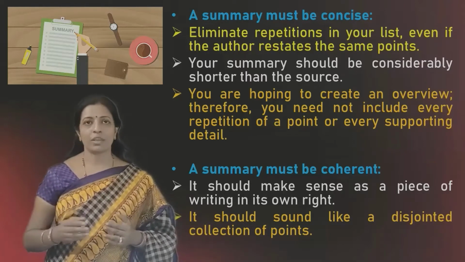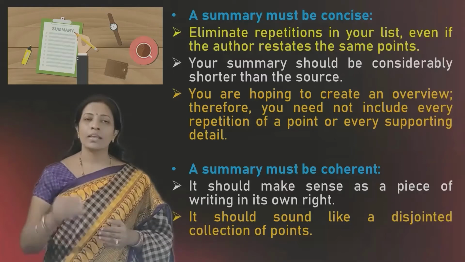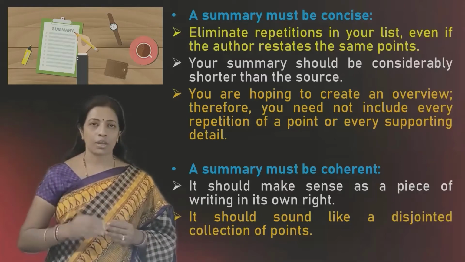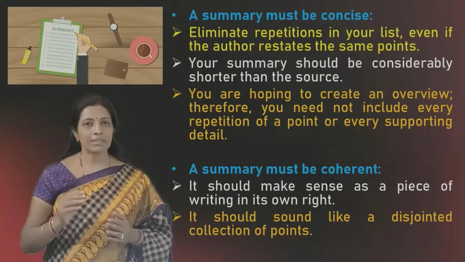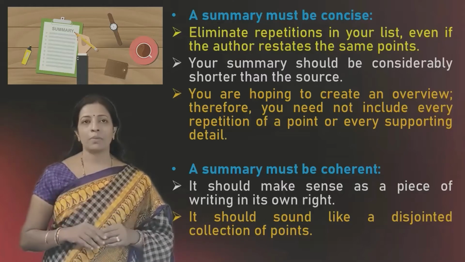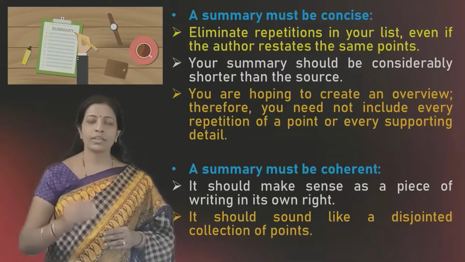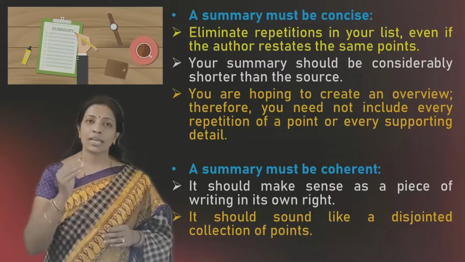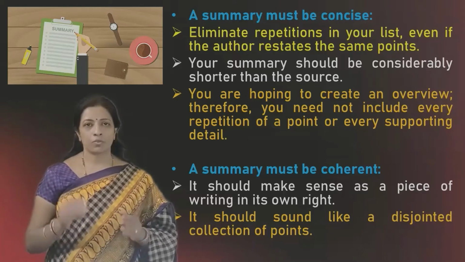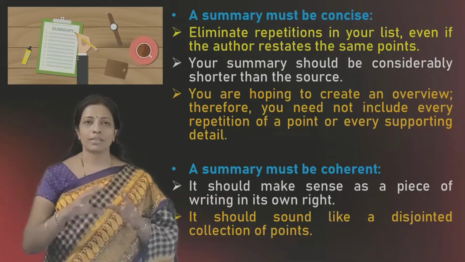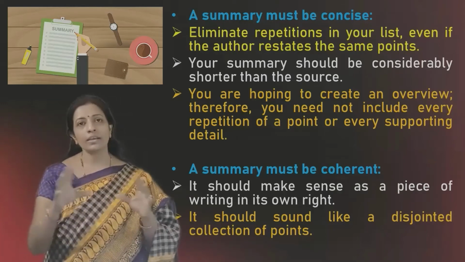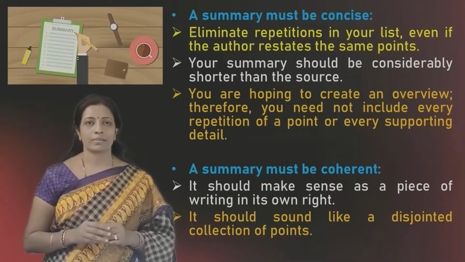Now, when we say coherent, what we mean is that we should be able to understand what the original text is all about. So, it should make some sense. Now, when you write, it should be an independent piece of writing. It should be shorter than the original text and it should convey the same meaning which the original text also conveyed. So it should not look as though it is some disjointed collection of points, but it should actually look like an entire whole text.